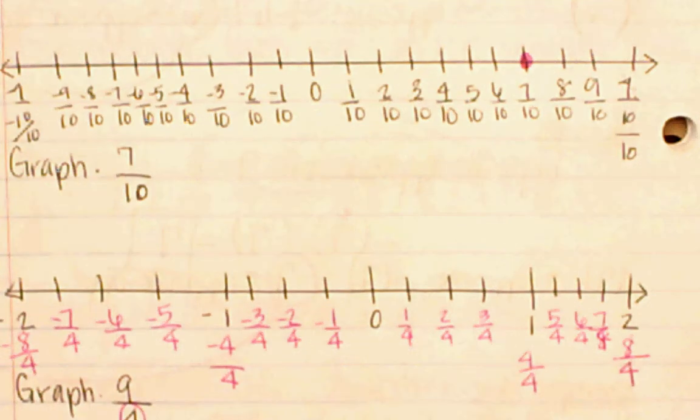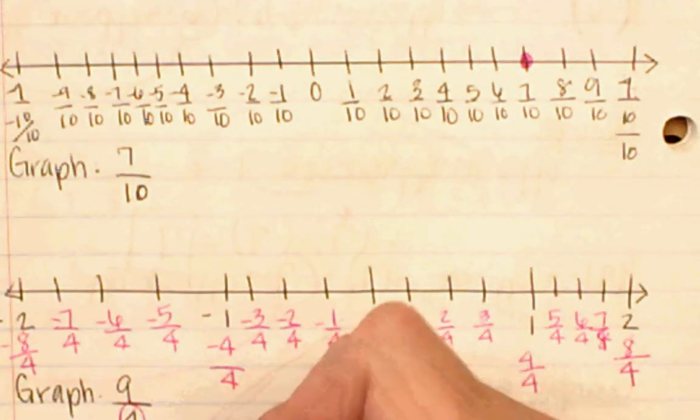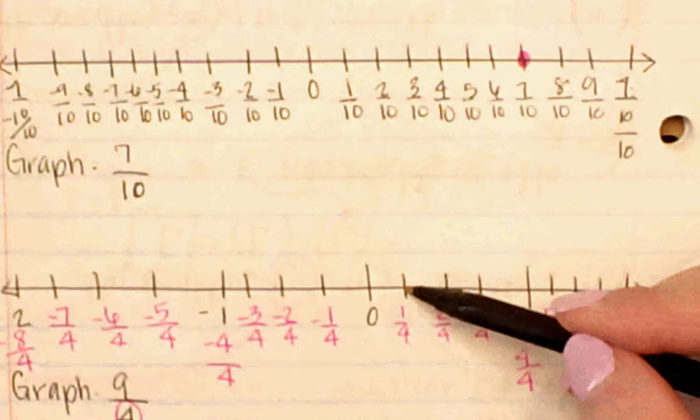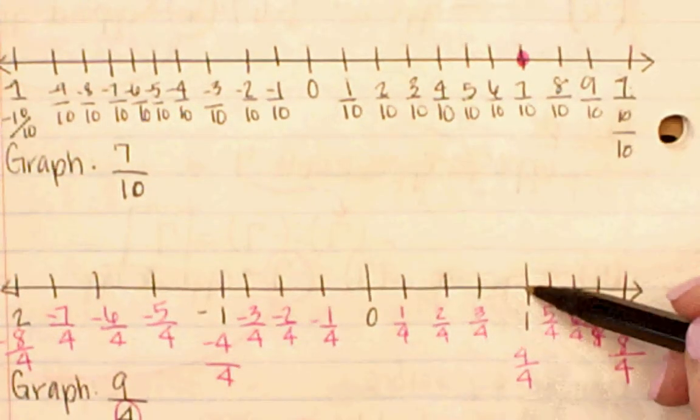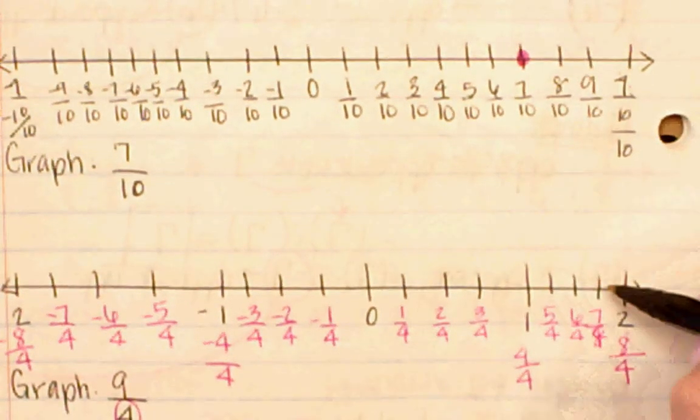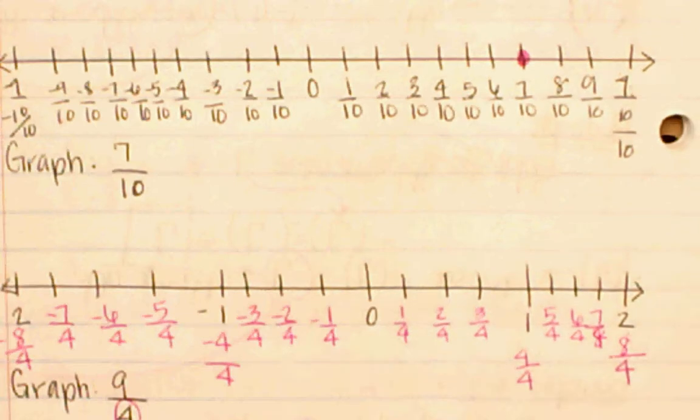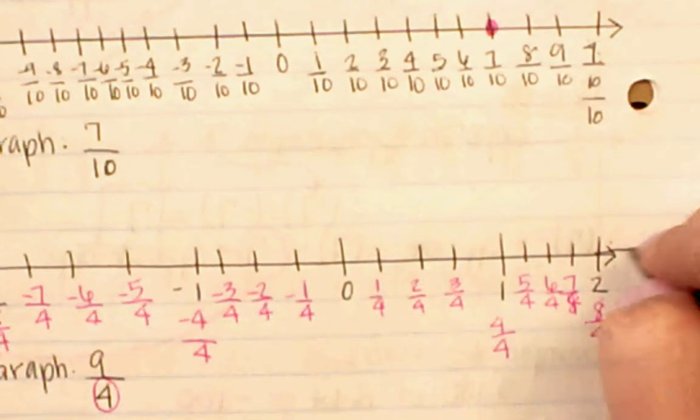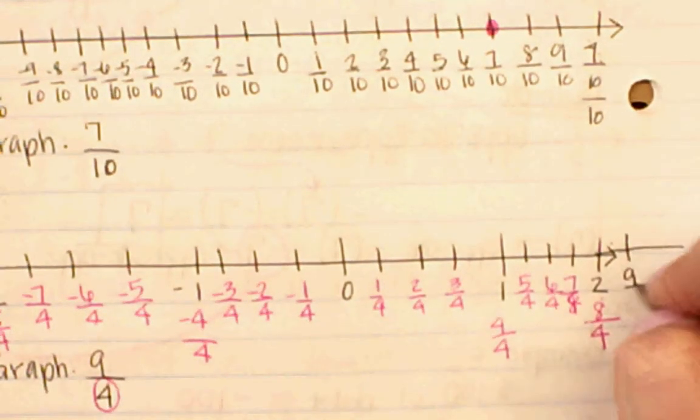And now that I figured that out, I can plot my point. I have to graph 9/4, so I count 1/4, 2/4, 3/4, 4/4, 5/4, 6/4, 7/4, 8/4. Oop, I didn't go far enough. I need to add another line. 9/4 right here.